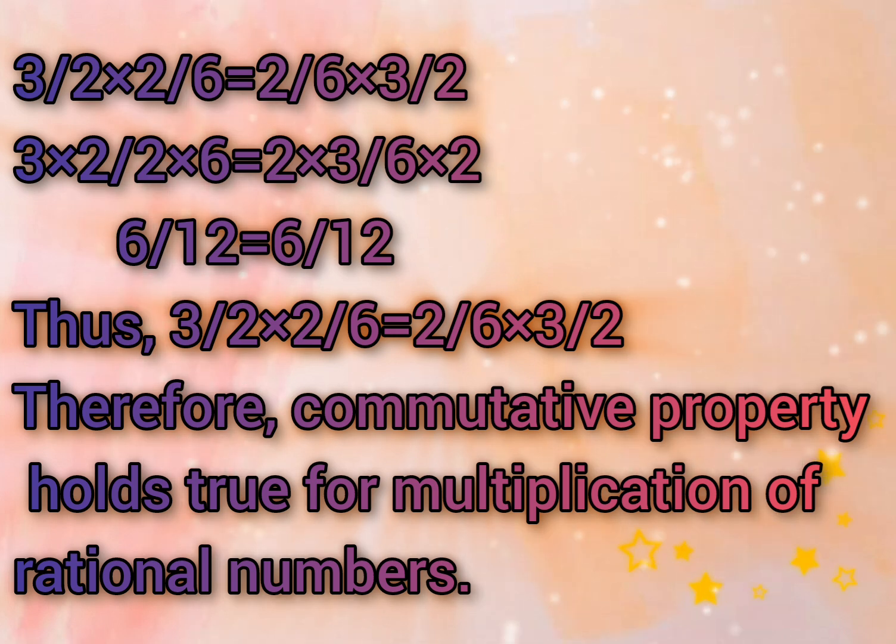Now we will multiply the right hand side, 2 by 6 into 3 by 2, which is equal to 2 into 3 by 6 into 2 is equal to 6 by 12. Thus 3 by 2 into 2 by 6 is equal to 2 by 6 into 3 by 2. Therefore, commutative property holds true for multiplication of rational numbers.